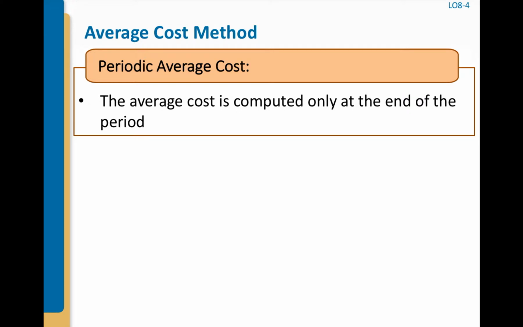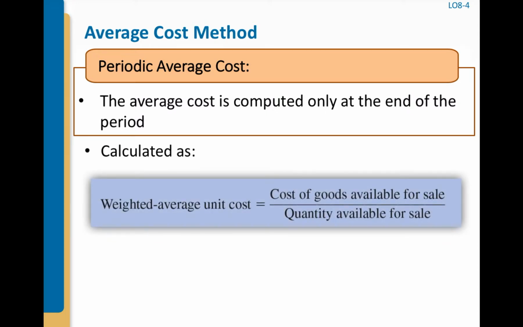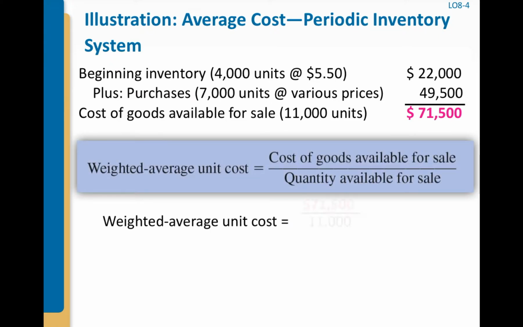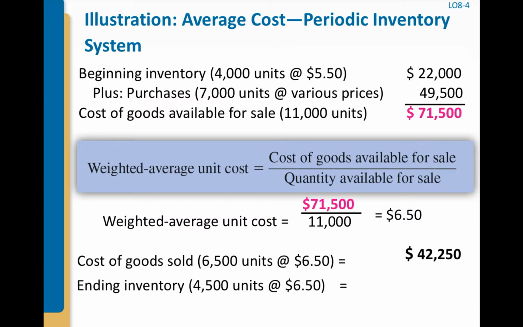Under periodic, you don't take that average until the very end of the period, and at that point you would take an overall average of inventory added during the period, and then you would apply that based on the number of units sold during the period. But again, like I said, perpetual is more of what we're interested in here.